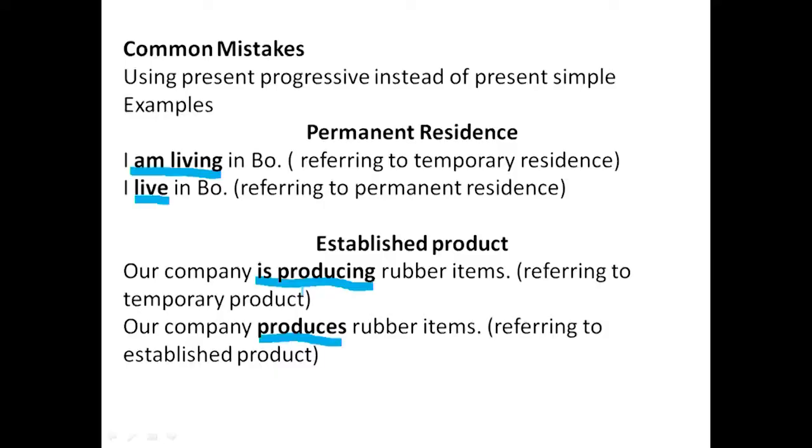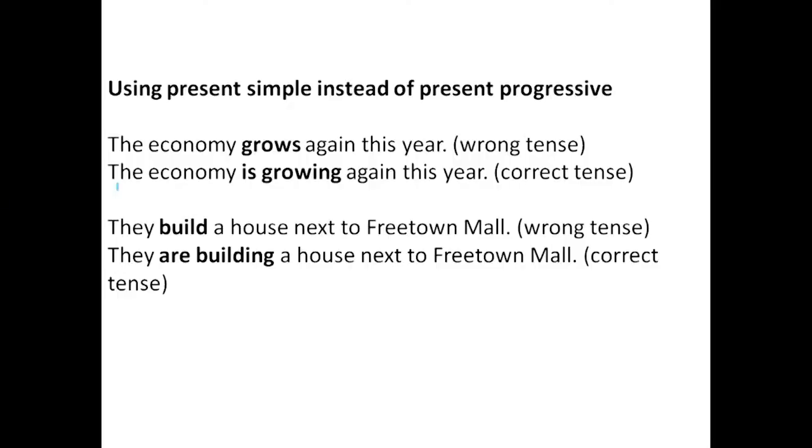But when producing rubber items is the company's specialty, the company is established solely to do so, if we use the present progressive in that regard, we are running into a mistake. So we come back to another one, when we use the present simple instead of the present progressive. So see here: the economy grows again this year. The economy grows again this year. Well, here we have a problem.